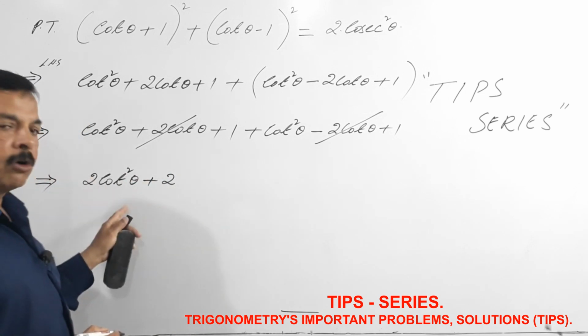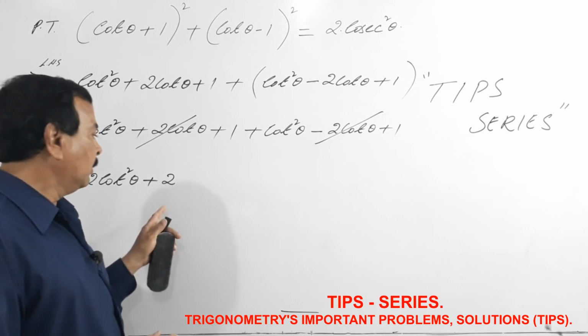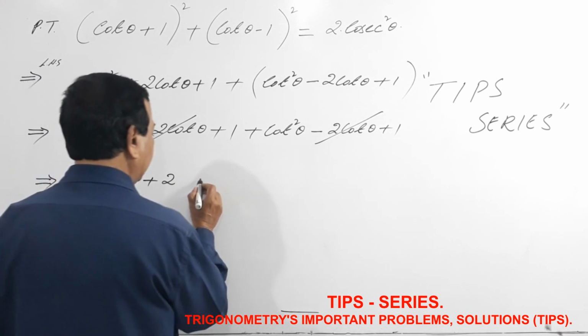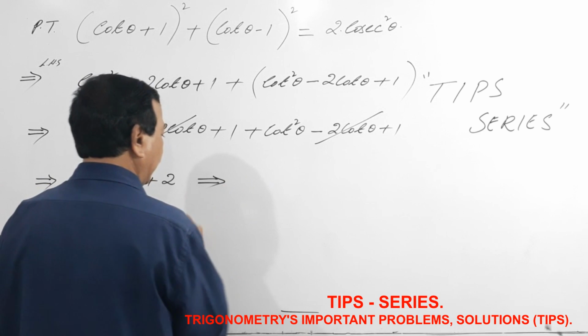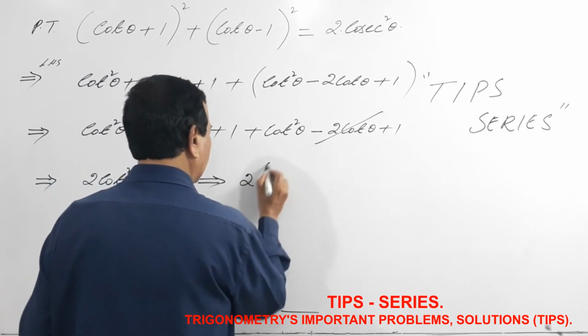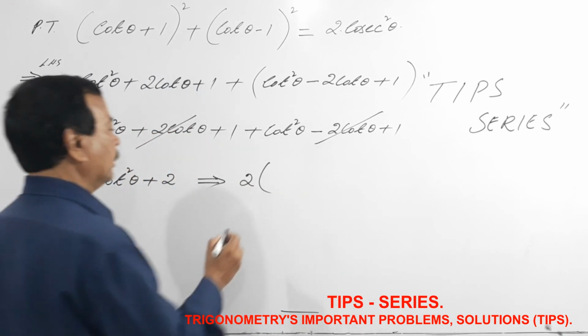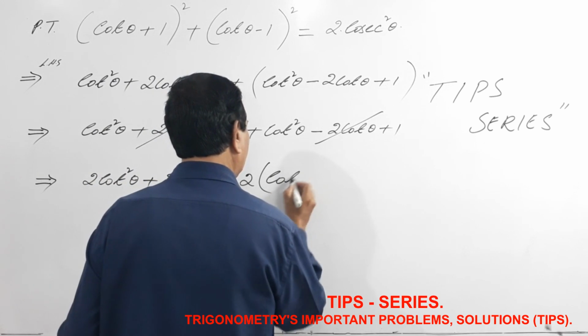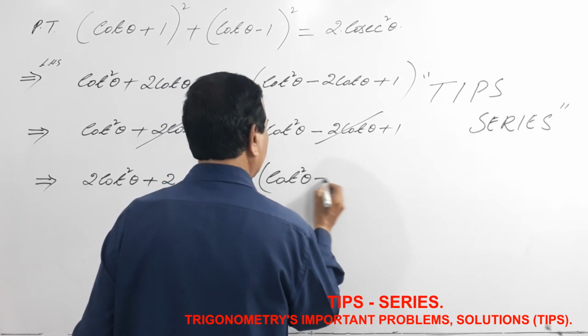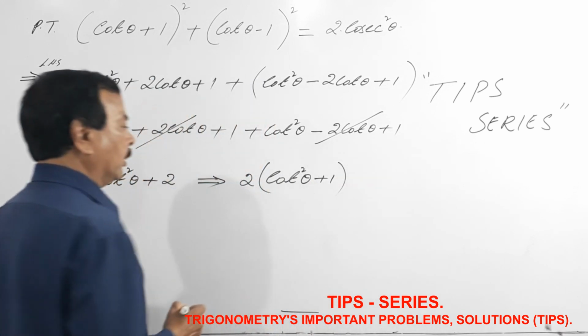So now what is common in this? Common is 2. So what I'll do? I'll remove that 2 as common. So what happens here? We get cot square theta plus 1.